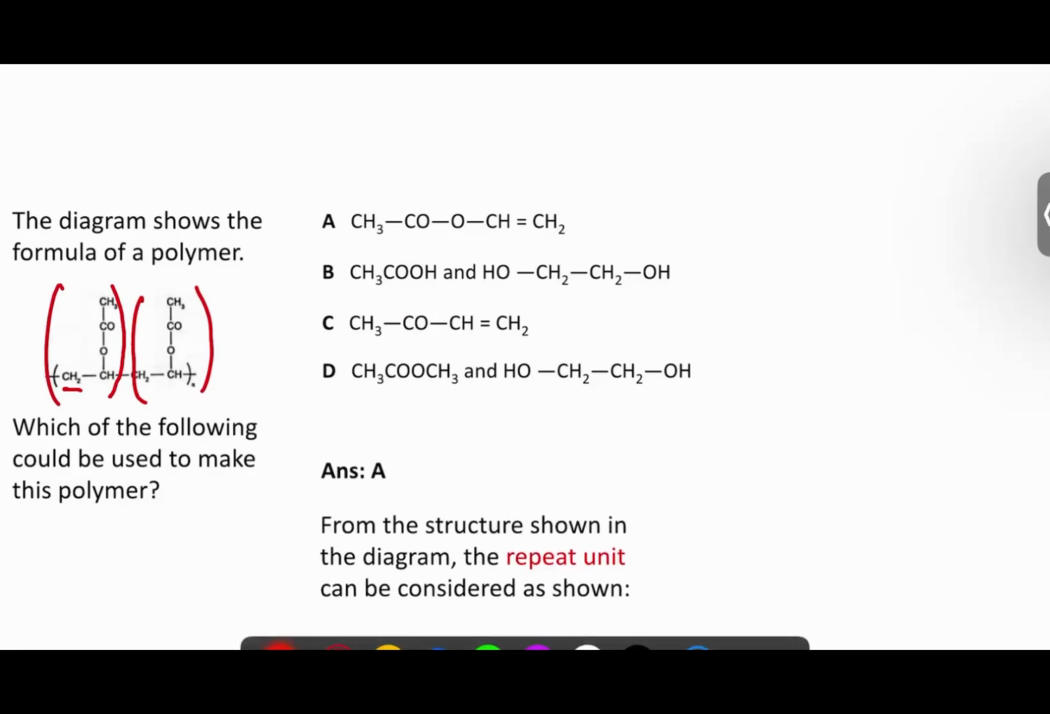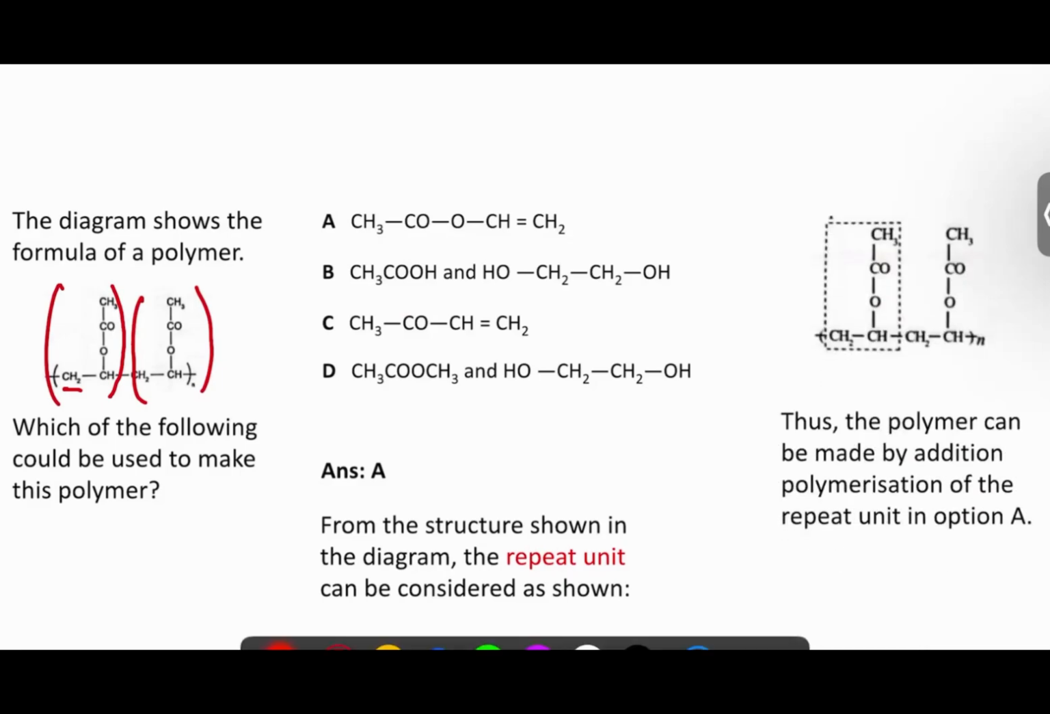From the structure in the diagram, the repeating unit can be considered as shown. So this is the example, the part that we bracketed previously. Thus, the polymer can be made by addition polymerization of the repeating unit. So this part is actually option A. Next question.